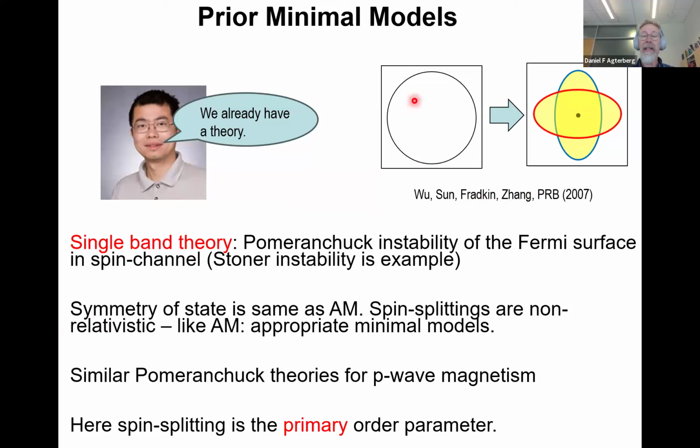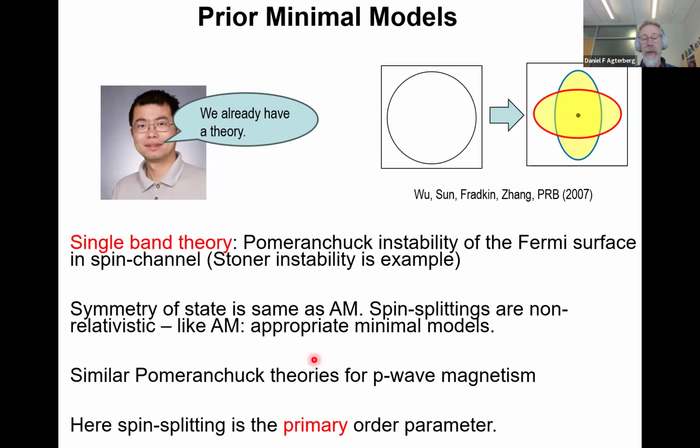And the idea is that you have a doubly degenerate spin up and spin down Fermi surface. And that spontaneously deforms, separate deformations for the spin up and spin down Fermi surfaces, where the spin down develops, say, this shape and the spin up develops this shape. And you get naturally this d-wave altermagnet state that I showed you earlier. This is known as a Pomeranchuk instability, and a common example of that is a Stoner instability. So these single band theories give you spin splittings of the type we're interested in.